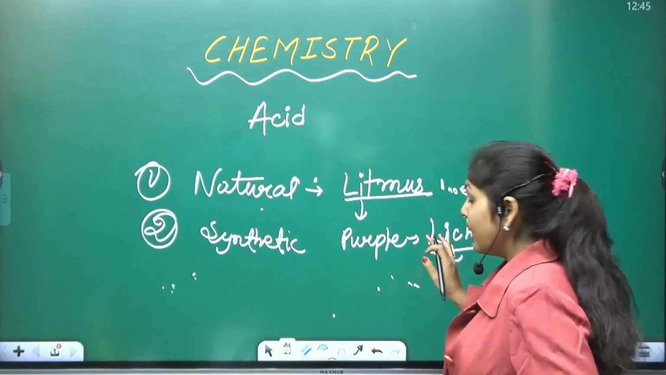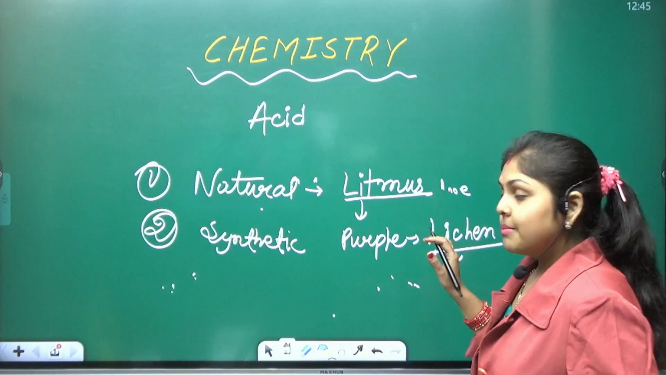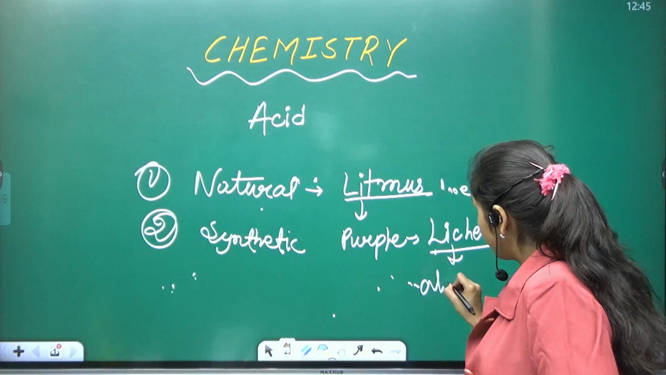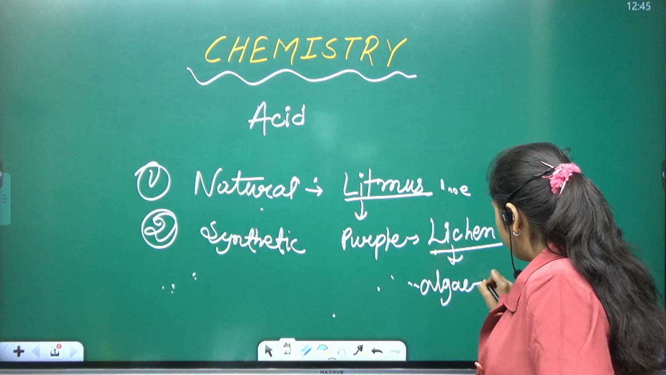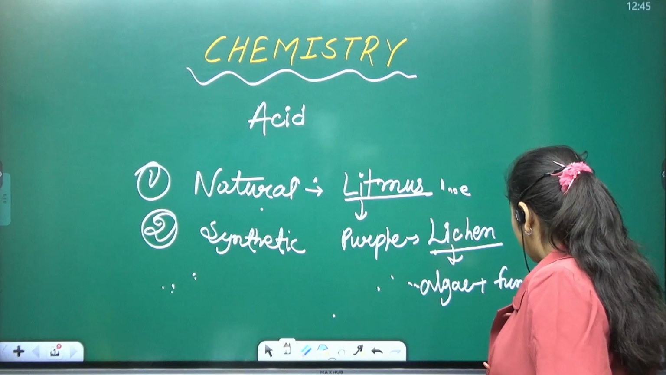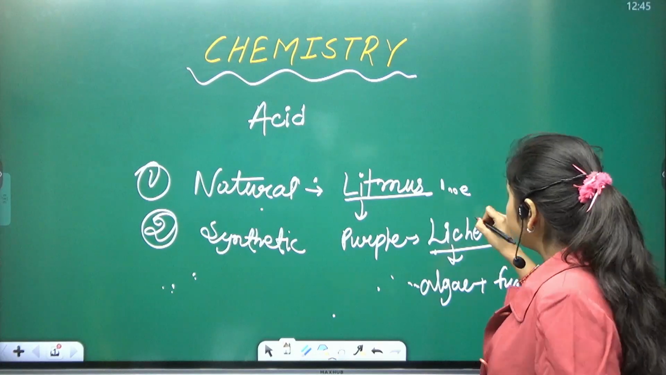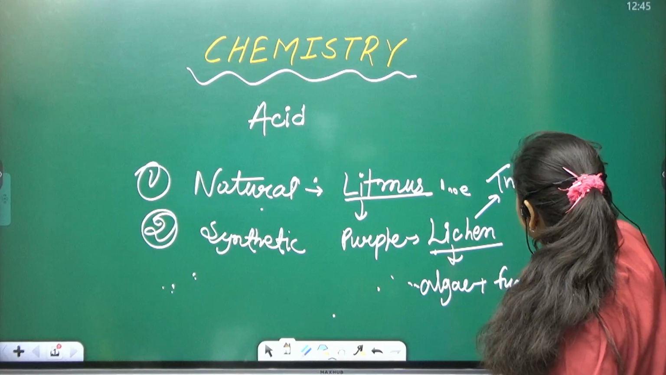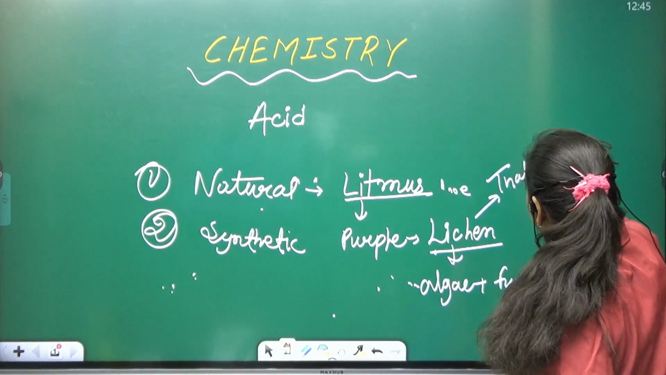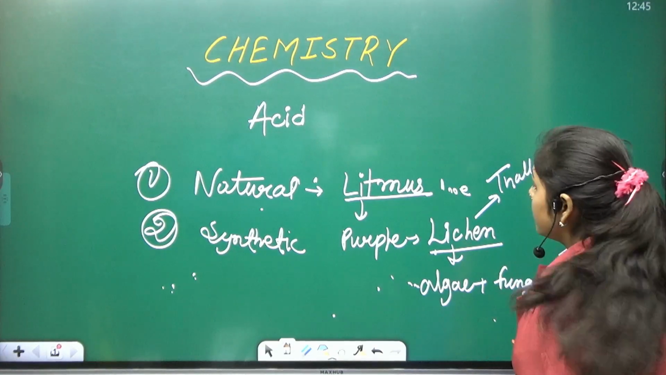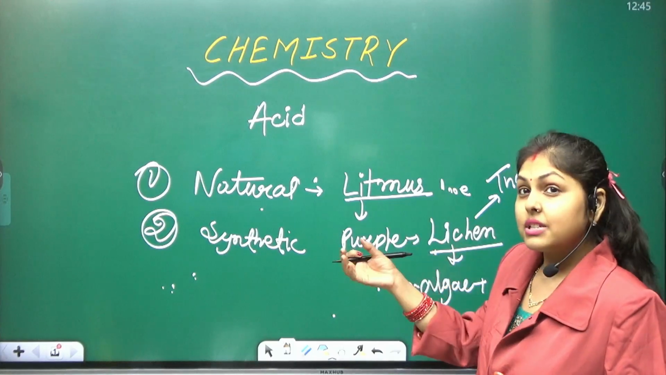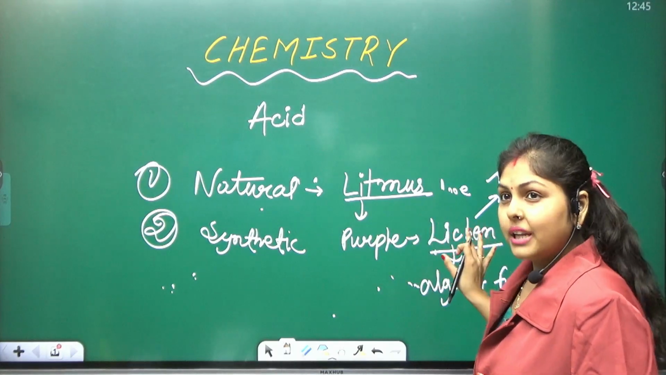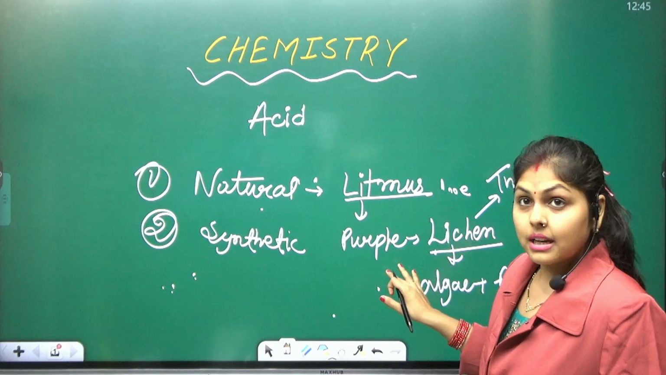Actually it is a mixture of algae plus fungi, and this plant belongs to the division Thallophyta. Okay, so these are the basics: where litmus is obtained from and what its color is.